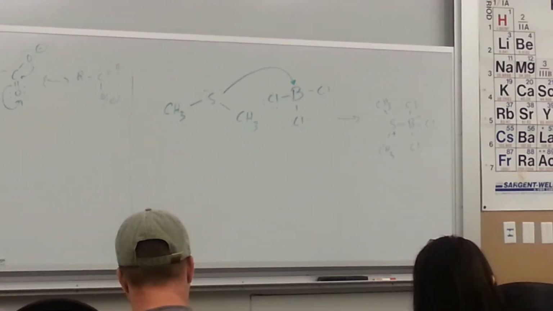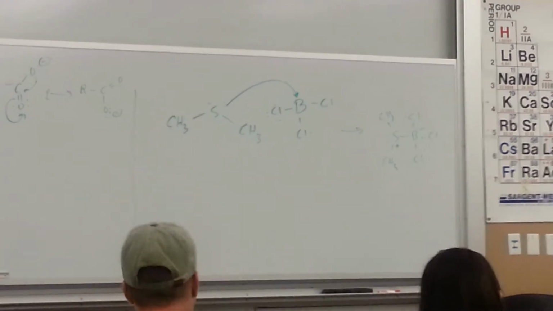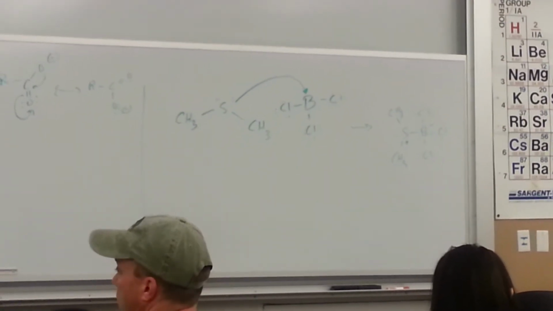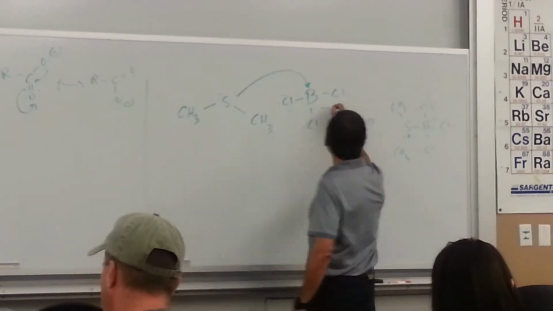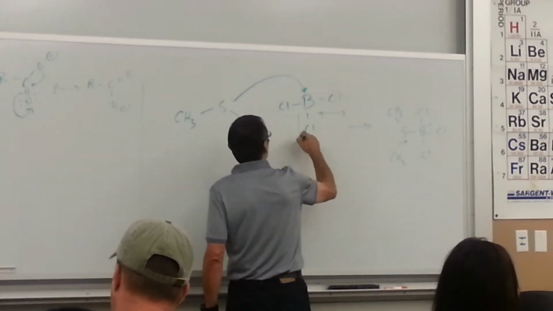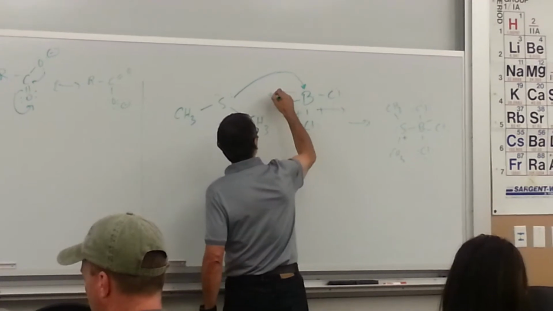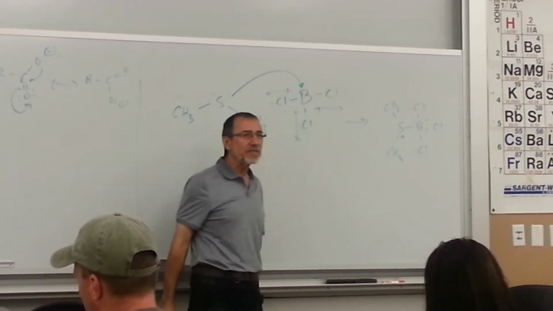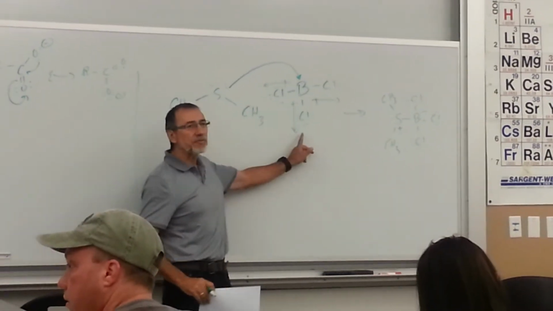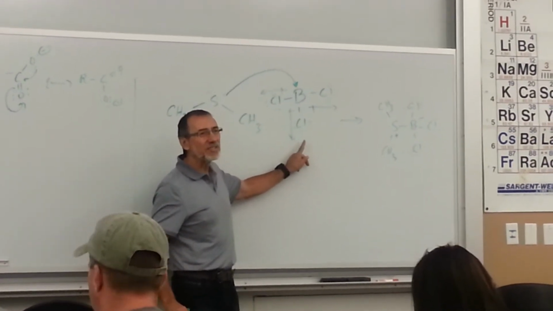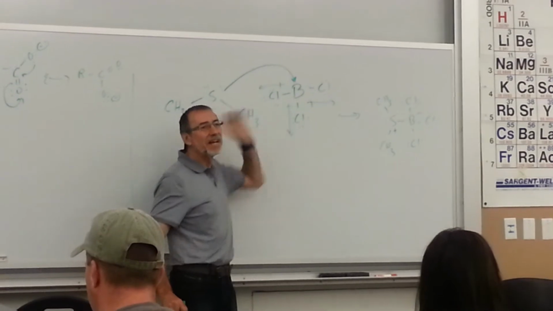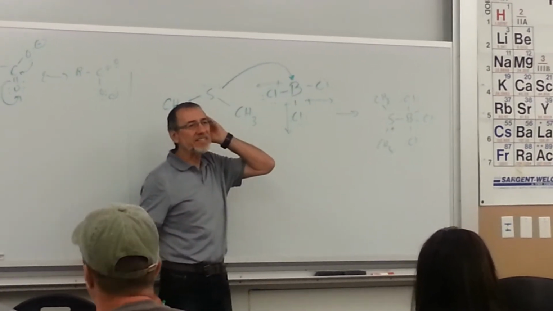Yes, ma'am? Do the chlorines around the boron also be a little electronegative? They are very electronegative. As a matter of fact, that's part of the reason that this boron has such an attractive quality to electrons, and that makes this a very strong Lewis, what? Base. Is it an acid or a base?